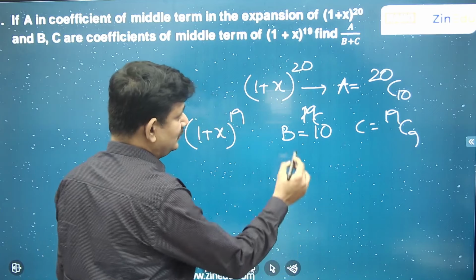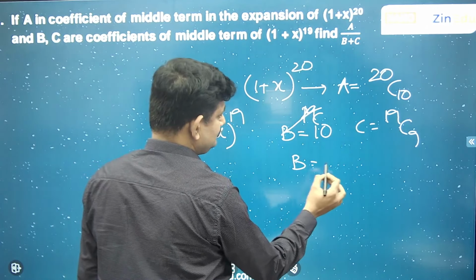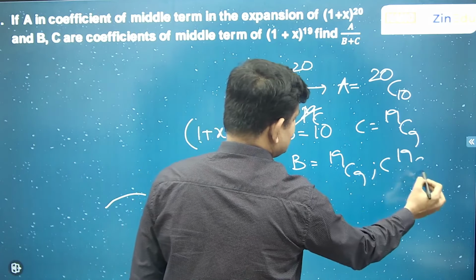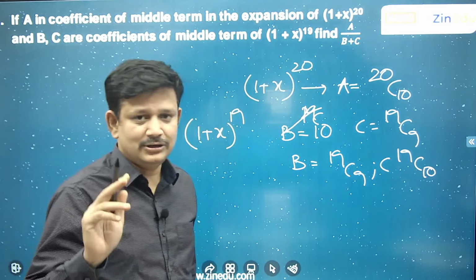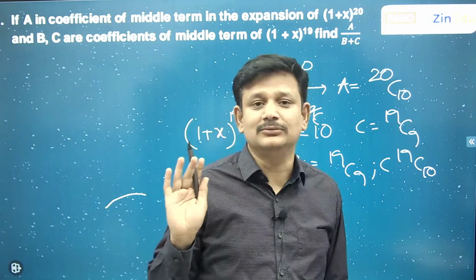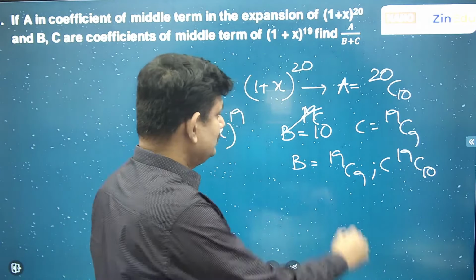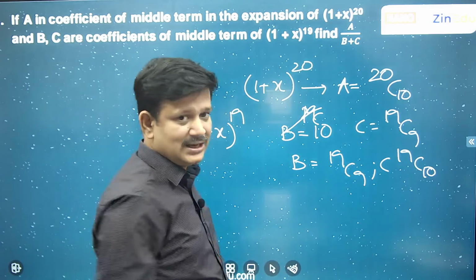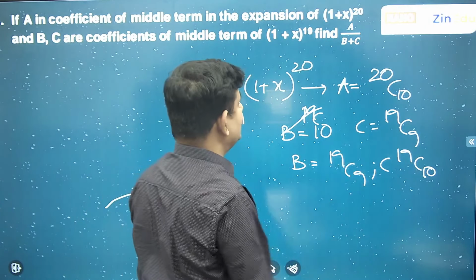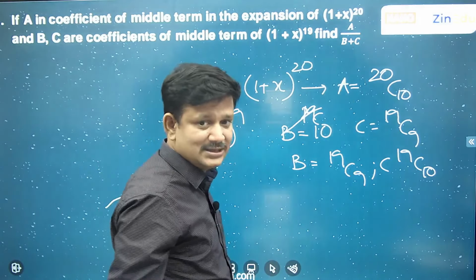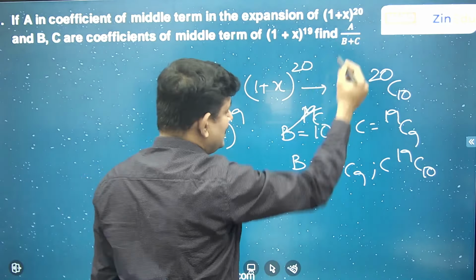So what do you have? B is 19C9, C is 19C10. One thing you need to observe is that both of them will be one and the same. So you have to be smart enough. Middle term, so nearer to 10 is 9 and 10. 9 plus 10 is 19. So nCr = nC(n minus r), B and C will be one and the same. So what we need is A by 2B.